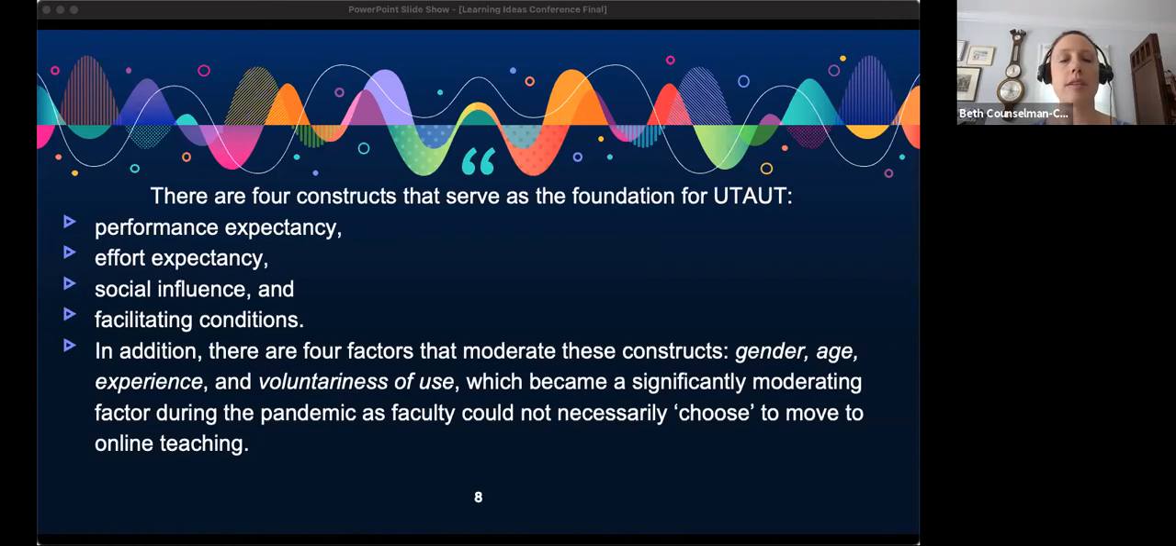And then all of these constructs are moderated by the individual using technology. So we were curious about looking at gender, at age, at someone's experience with technology, and also, was it voluntary? Were they choosing to try new things or to teach in a way that used technology, or were they being forced to? And then obviously with the advent of COVID, there was a lot less voluntariness of use for the folks that we were studying as part of this project.